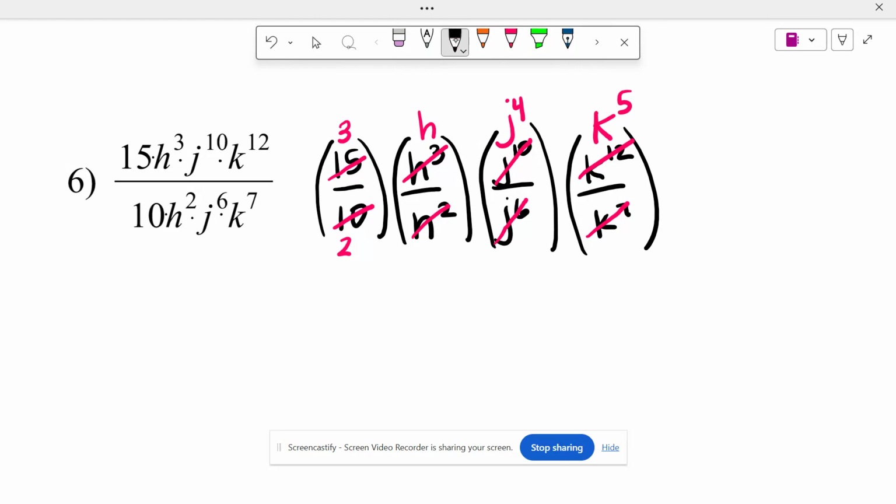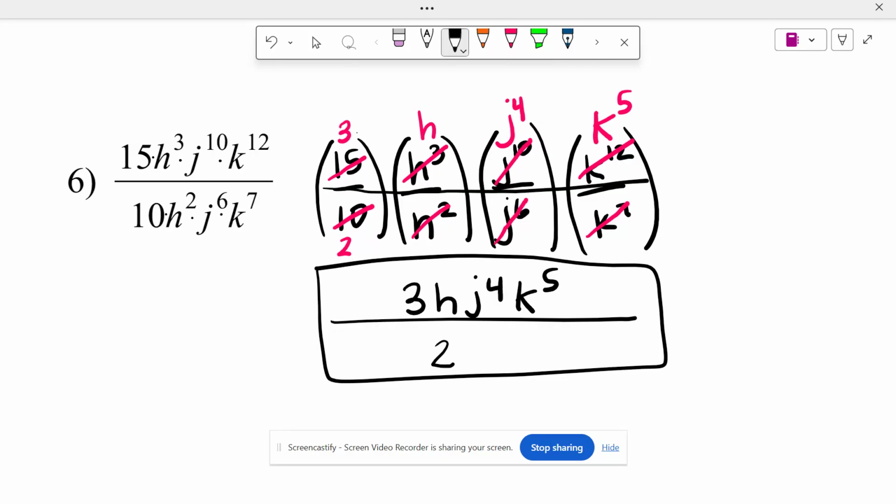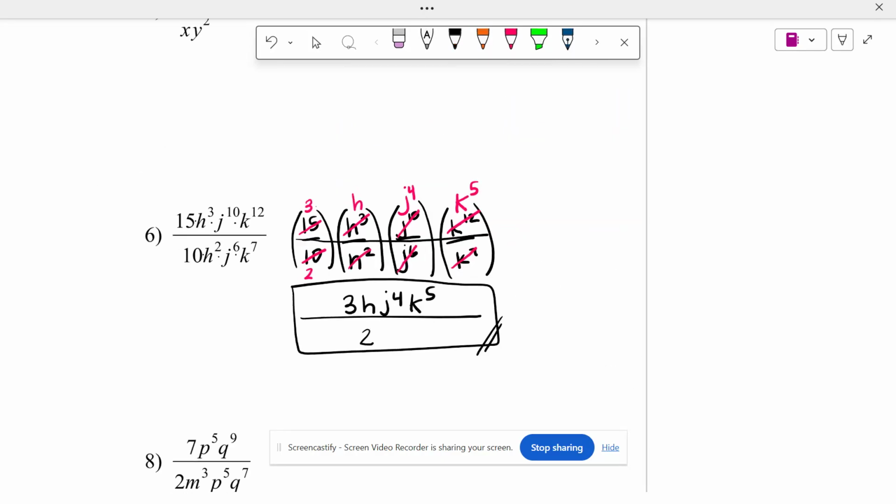So the last thing I'm going to do then is look at all the things that are above my division sign, and I'm going to multiply them 3 times each. And then we have j to the 4th, k to the 5th, and then what do we have left on the bottom? Just a 2. And that right there would be our simplified answer.